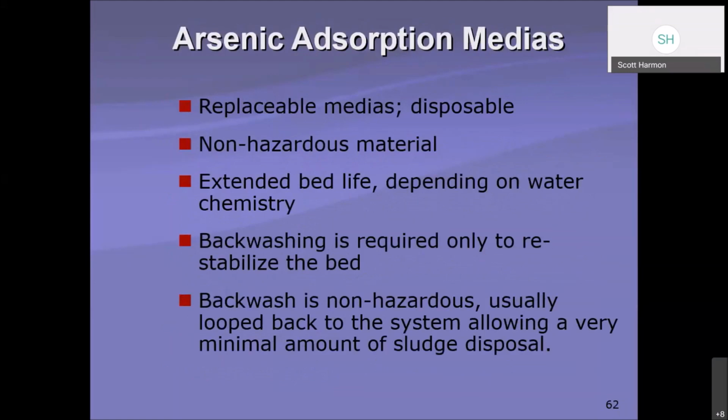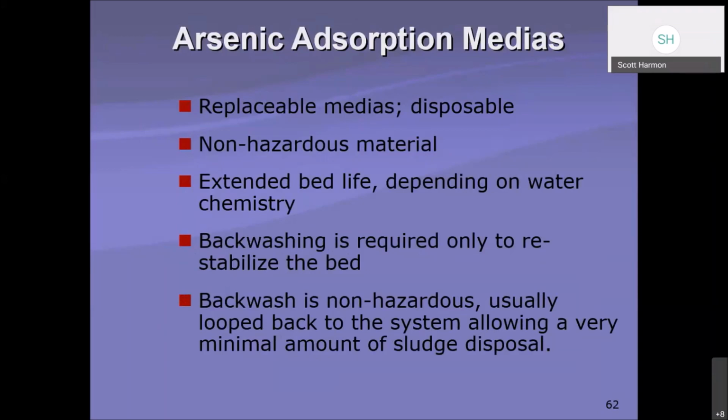Here are some different types of arsenic absorption medias that are out there. Typically, they're replaced medias and they're disposable. I know there are some now that can essentially recharge. They're generally made up of non-hazardous material; I've seen them made of organic and inorganic materials. They can extend the bed life depending on the chemistry of the media itself.